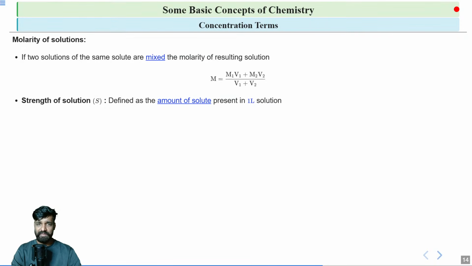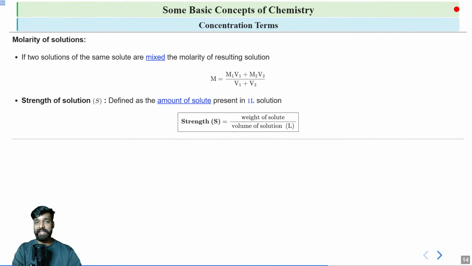Next, an important thing, which is strength. It is used sometimes in practical chemistry. How do you calculate it? It is simply defined as the amount of solute present in 1 liter of solution, and it is calculated as the weight of solute divided by the volume of solution in liter. This weight is usually taken in grams. So strength is the weight of the solute in gram divided by the volume of solution in liter.